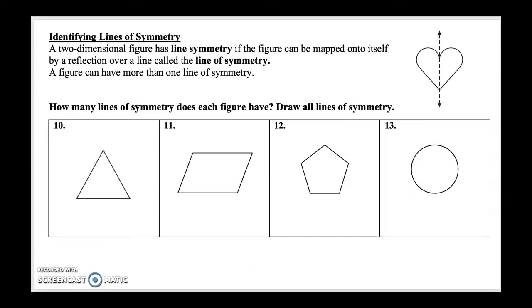Okay, let's talk about line symmetry. So a two-dimensional figure has line symmetry if the figure can be mapped onto itself by reflection over a line called the line of symmetry. So an example would be this heart. That would be the line of symmetry. It has one line of symmetry.